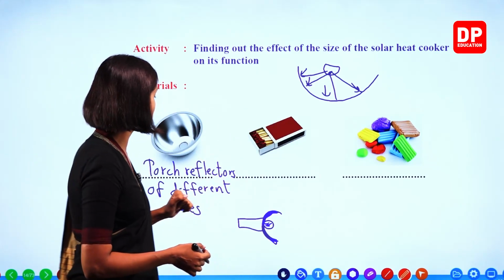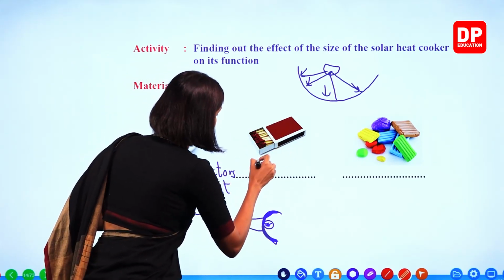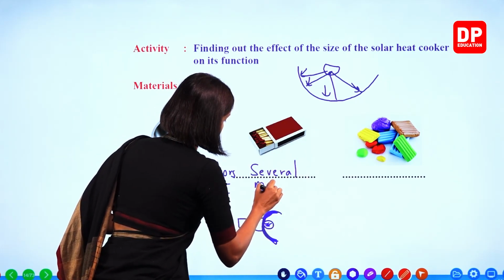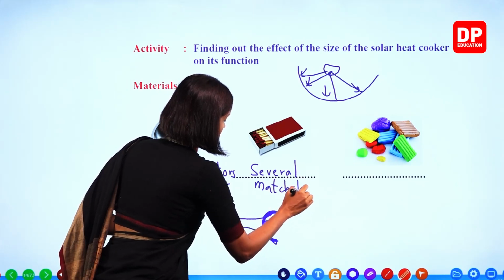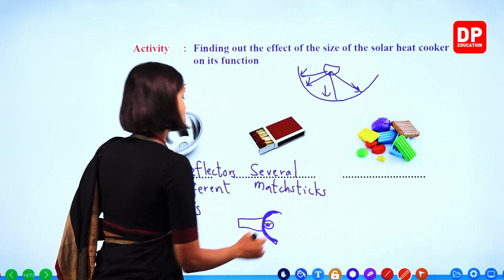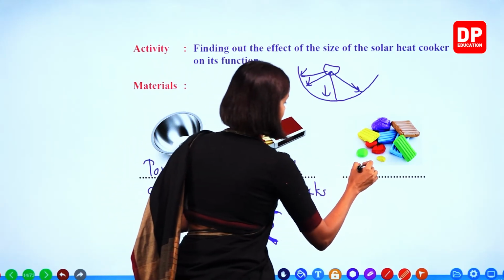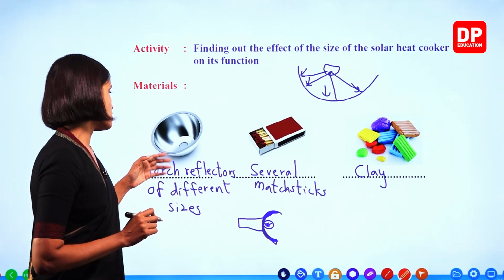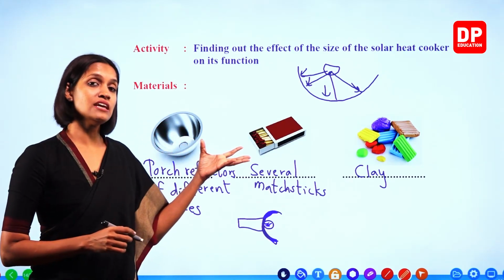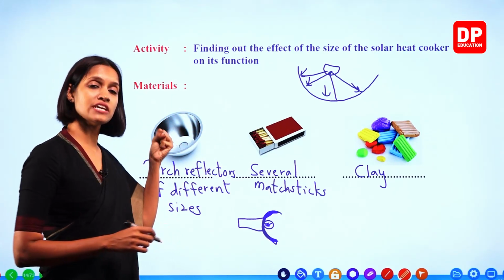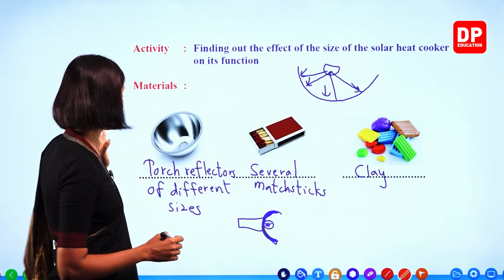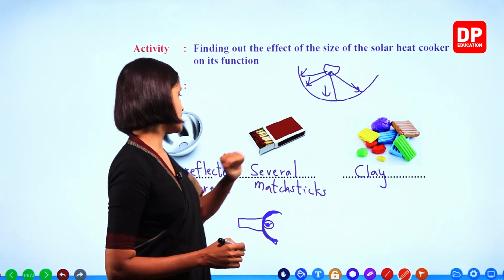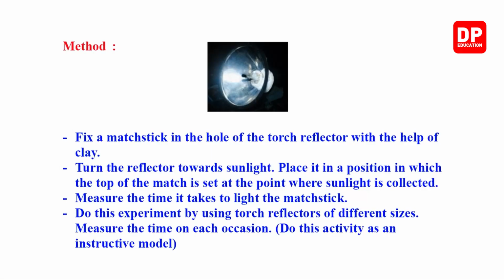Okay, and then we need several matchsticks and clay, small pieces of clay. Right, so instead of these torch reflectors, any other concave, shiny mirror-like concave surface you can also use. Okay, so torch reflectors of different sizes, several matchsticks and clay. Okay, we'll see how to do this activity.